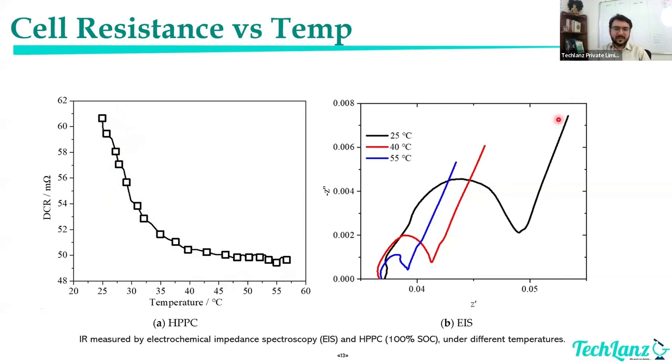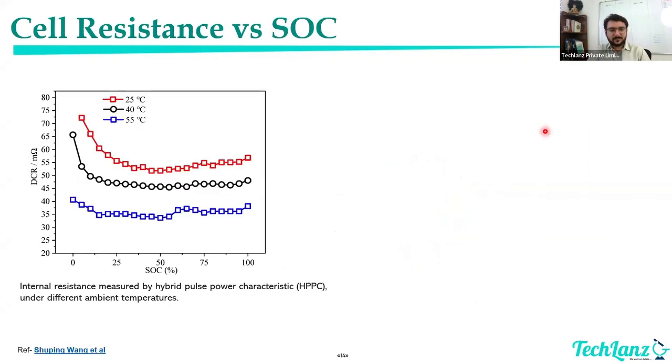The same thing you can see in the EIS also, electrochemical impedance spectroscopy. So when the temperature is lower, you see that the EIS curve is much bigger than at higher temperature. This tells you that my DCIR is changing, my resistance is changing with respect to temperature, right?